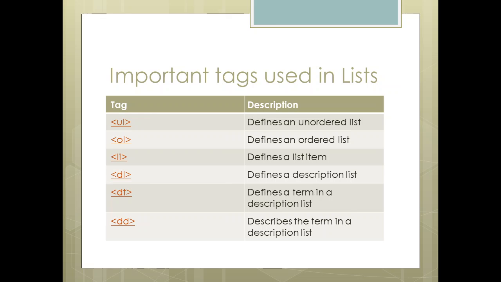LI defines the list items that will be placed in OL or UL. We can place the list items by using the LI tag only. Previously I told you that UL is used to define the unordered list, OL is used to define an ordered list, and LI is used to define a list item within the ordered or unordered list.